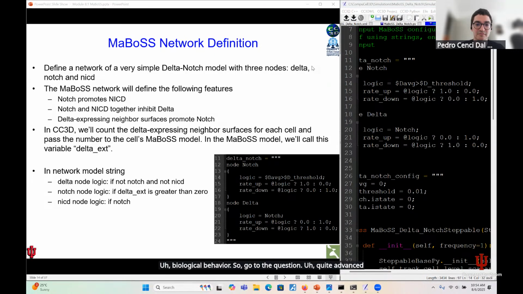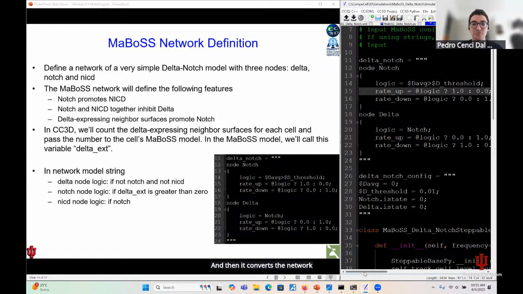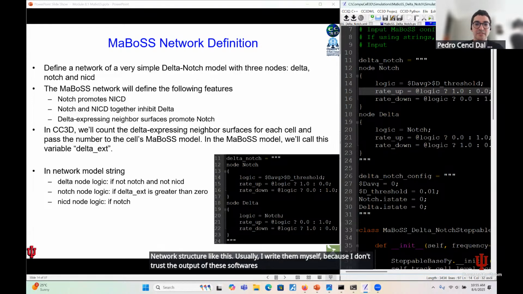I see that you guys understand how it works. Could people ask ChatGPT to write the code to go in there? Yes, yes. And there is a software where you can draw the network, and then it converts the network you drew to a MaBoSS network structure like this. Usually I write them myself because I don't trust the output of these softwares, but that's definitely something you can do.